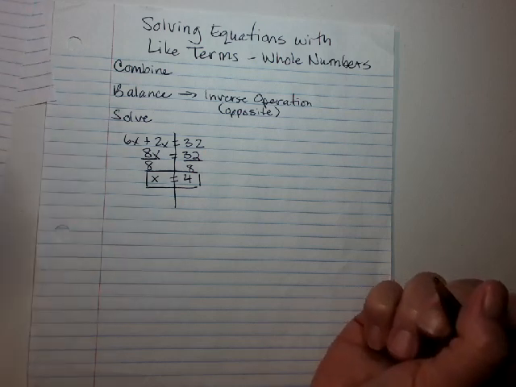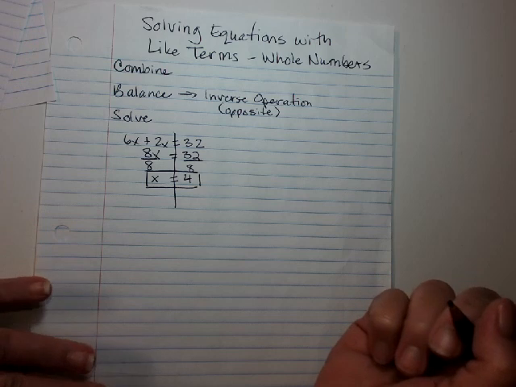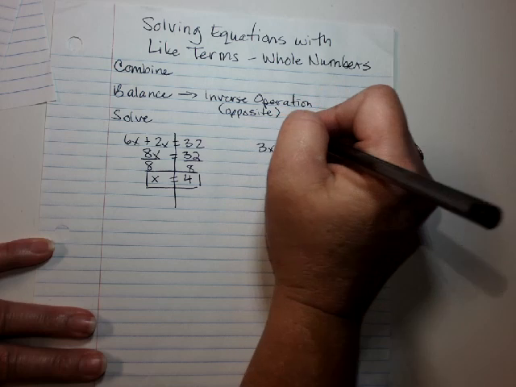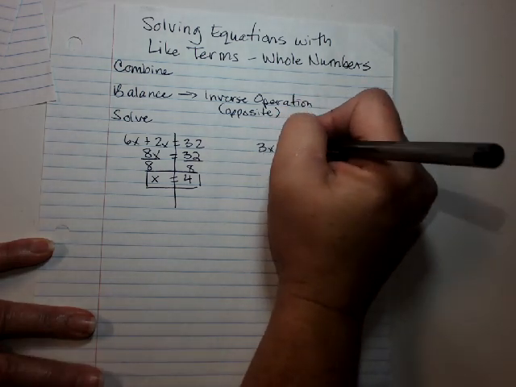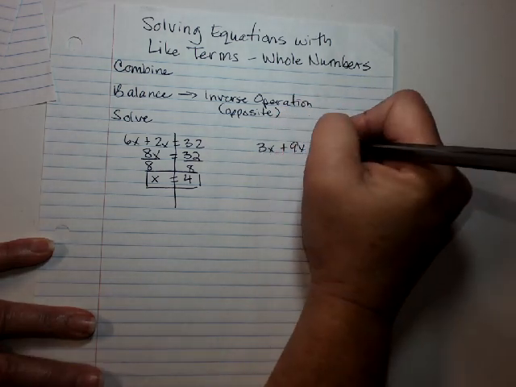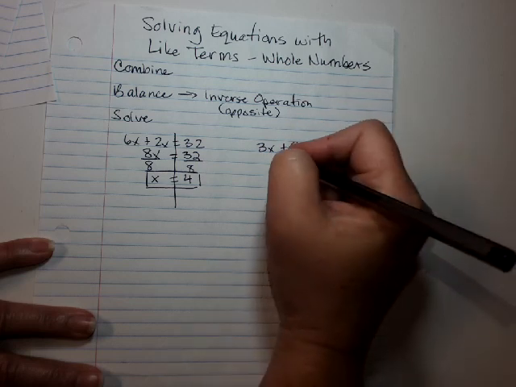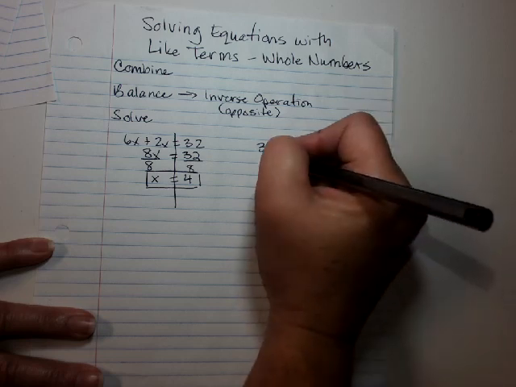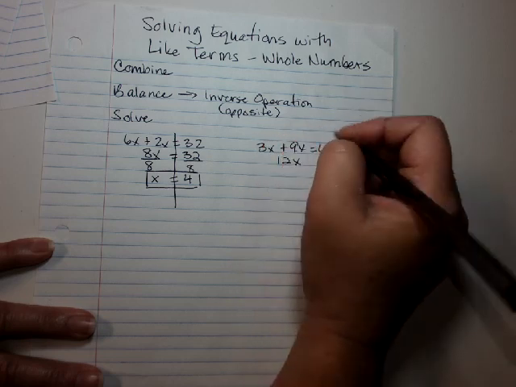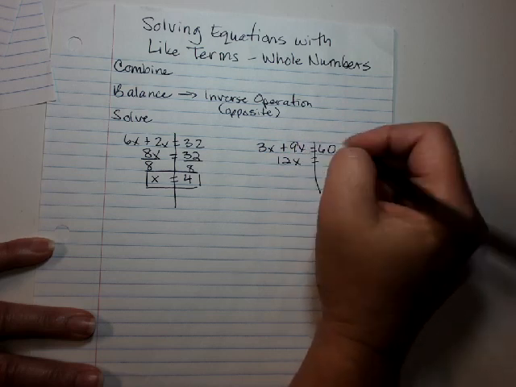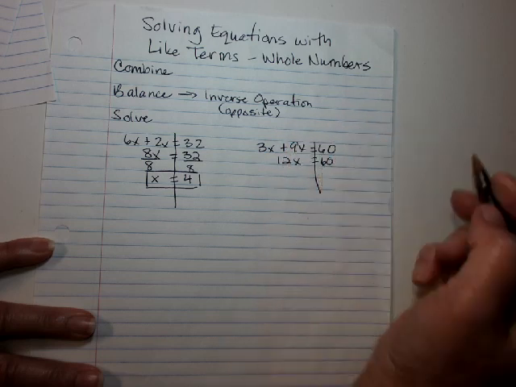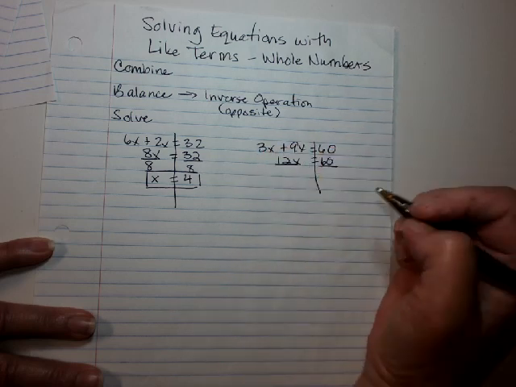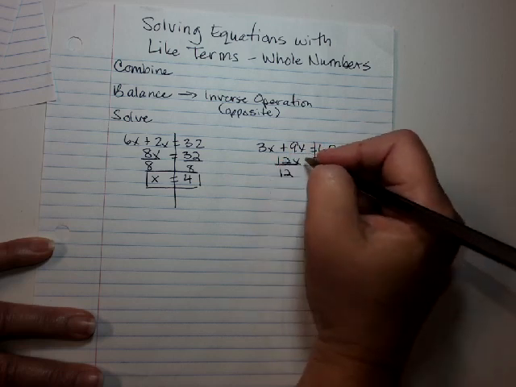So if we do another that has the whole numbers, we might do 3x plus 9x equals 60. So when we combine like terms, again, we're looking at these and we have 12x equals 60. And we need to balance that by doing both sides, and we need to divide by 12 so we can get x by itself.